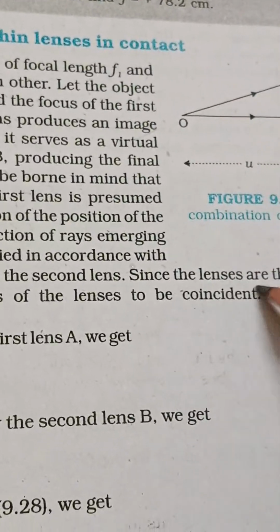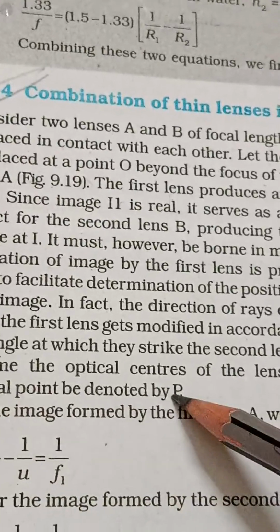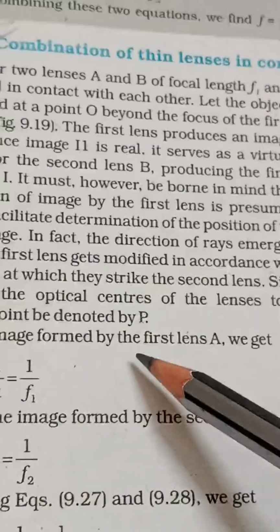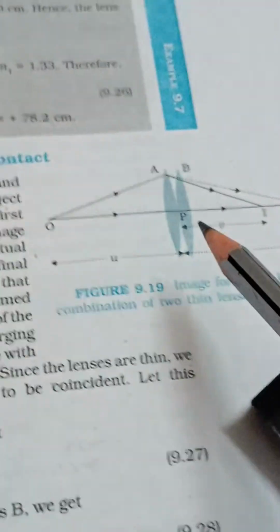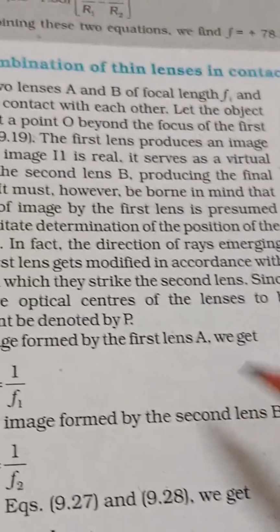Hence, since the lenses are thin, we assume the optical centers of the lenses to be coincident. Let this central point be denoted by P. In this, we are talking about this figure, and it is called the principal point.